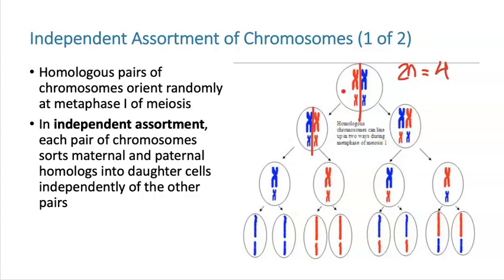Again, these two are functionally the same because in the end, when this one split, you'd still get one long blue and one short blue, and this would split into the long red and the short red. So these two are the same. But this is different because in the end, if you split this down the metaphase plate, you'd actually have a long red and a short blue going into a cell. That's very different from that.